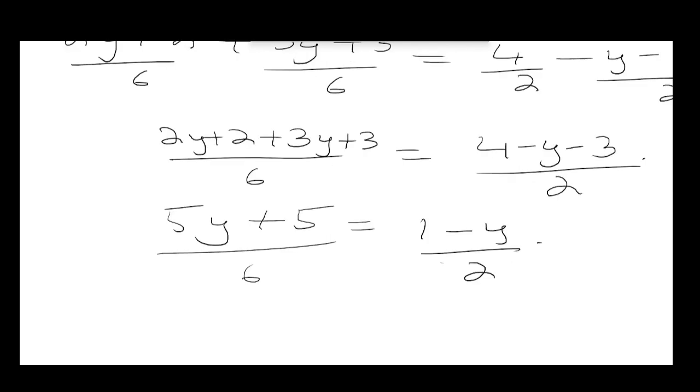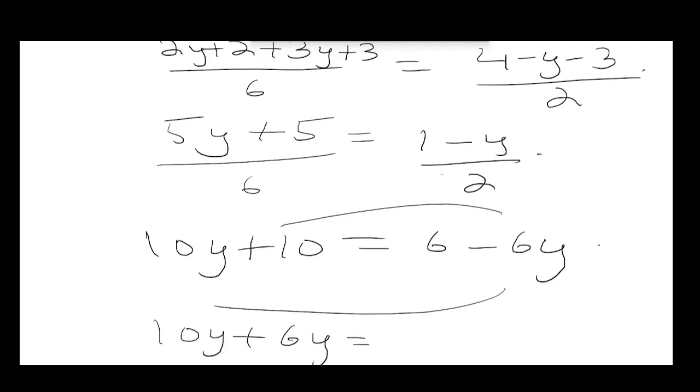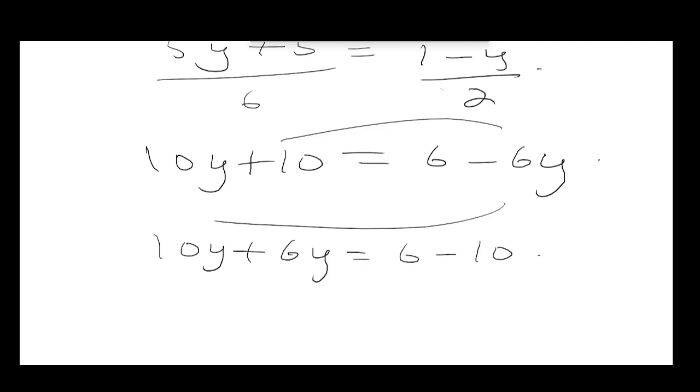After writing that, 5y plus 5 will be multiplied by 2, so that results in 10y plus 10, and we will have 6 minus 6y. So the 6y will be moved to the left and the 10 will be moved to the right. So we can just simply write 10y added with 6y is equal to 6 minus 10. So we will just write here minus 4. 16y is equal to minus 4.